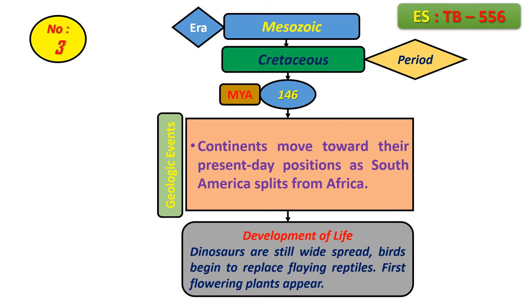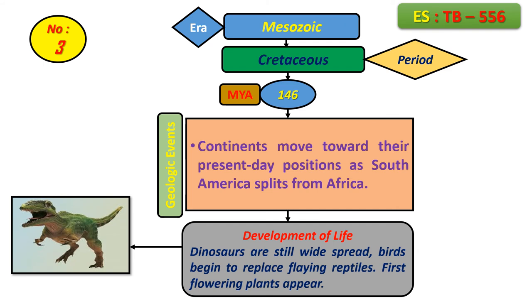Development of life in the Cretaceous period. Dinosaurs are still widespread. Birds begin to replace flying reptiles. First flowering plants appear. Look at the diagram. You can see some different types of dinosaurs.